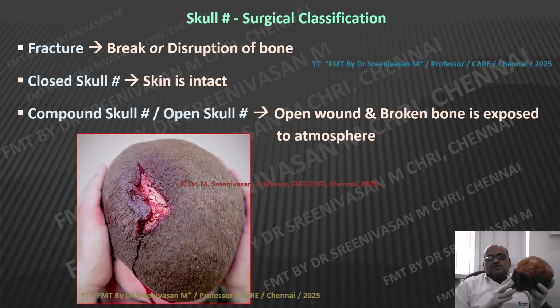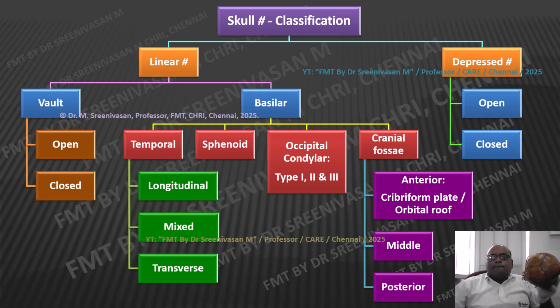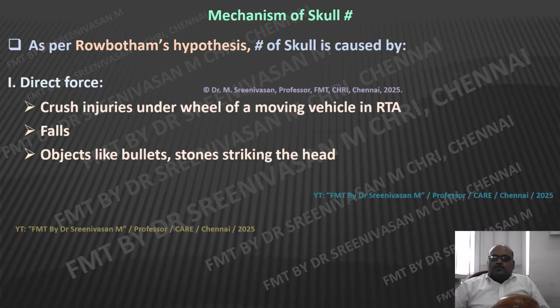Other is the compound skull fracture or open skull fracture. Open means the fractured site is open to the exterior. So there is chance of transmission of microorganisms resulting in the spread of infection into the meninges or even the brain also. So open skull fractures are more dangerous compared to closed skull fractures as far as the risk of infection is concerned. This is the current classification of the skull fractures.